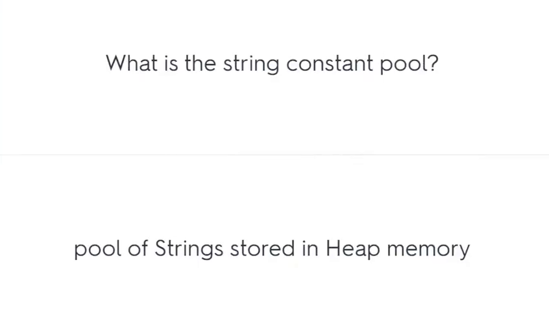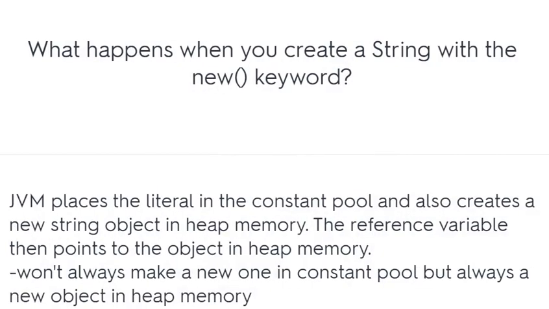What is the string constant pool? Pool of strings stored in heap memory. What happens when you create a string with a new keyword? JVM places the literal in the constant pool and also creates a new string object in heap memory. The reference variable then points to the object in heap memory. Won't always make a new one in constant pool but always a new object in heap memory.